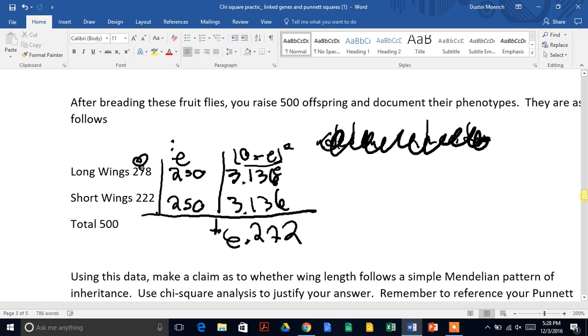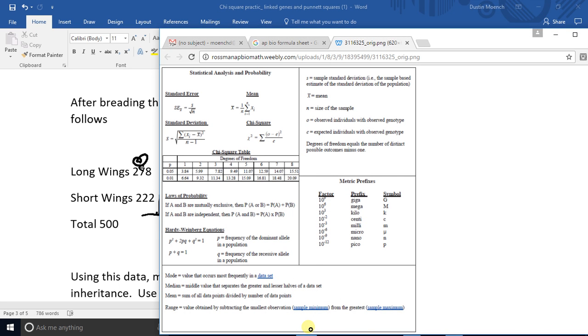Now, we expect it to be Mendelianly inherited. We expect 50-50, 250 long wings, 250 short wings. When we do our chi-square, observed minus expected squared over expected, and add it up, we get a value of 6.272. We'll go to our chart.